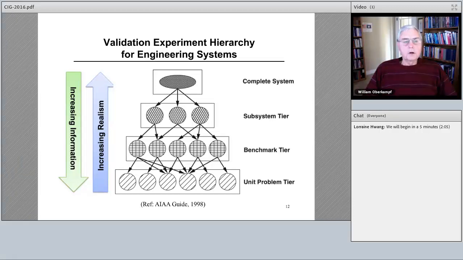The trade-off as you go from the lower levels to the higher levels is you have increasing realism of the system of interest. You may be only interested in the top system or the complete system, but you are building your mathematical models, most of them, on the lower levels. And then, of course, as you go from the top down, you have increasing information that you can gather because you are dealing typically in a laboratory environment where you have much more control of the system. For example, maybe you have complete measurement of all input data to the model.